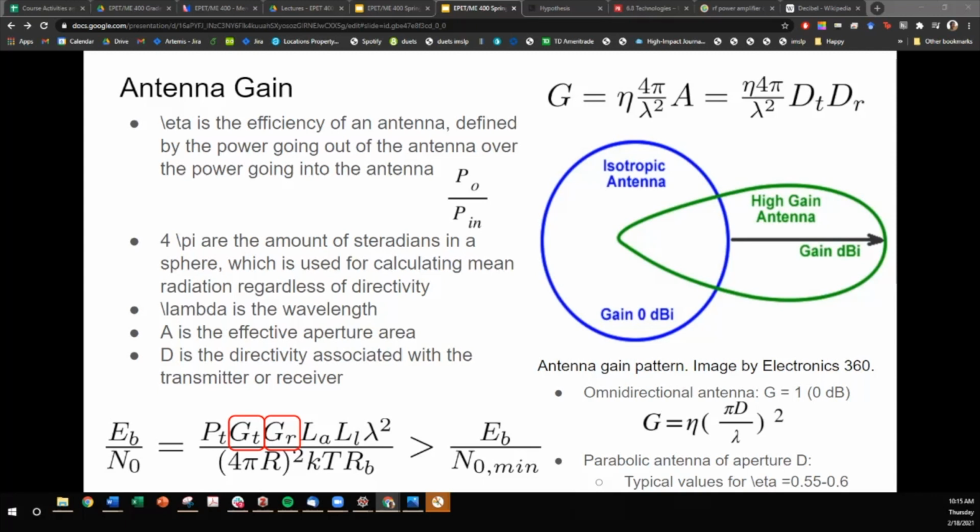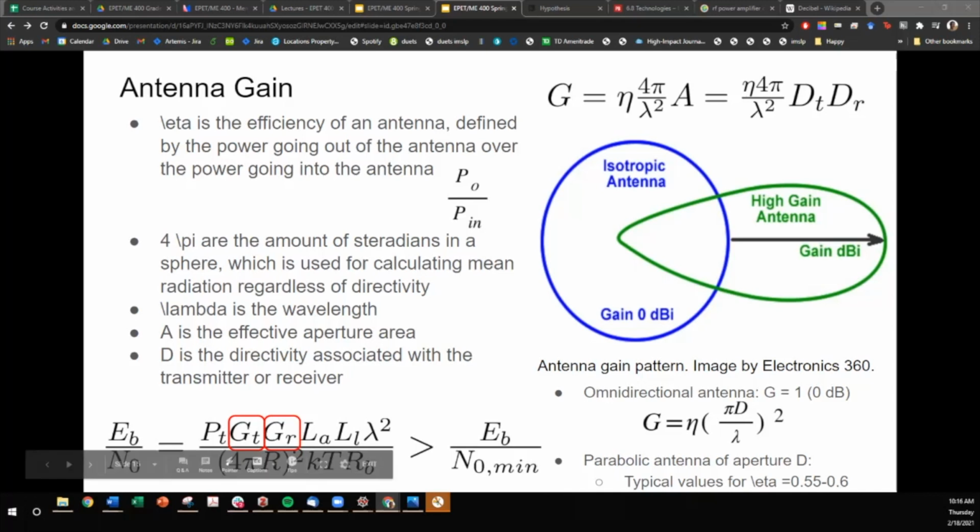So if you have a very high eta, maybe you don't accrue as much thermal dissipation. If you have a very low eta, you're going to have a lot of heat buildup in your system, which is why you need to cool your communication subsystem. And then we've got some constants for pi. The wavelength of the signal is important when you're calculating the gain. So is the aperture area of your antenna and the directivity associated with the transmitter or receiver.